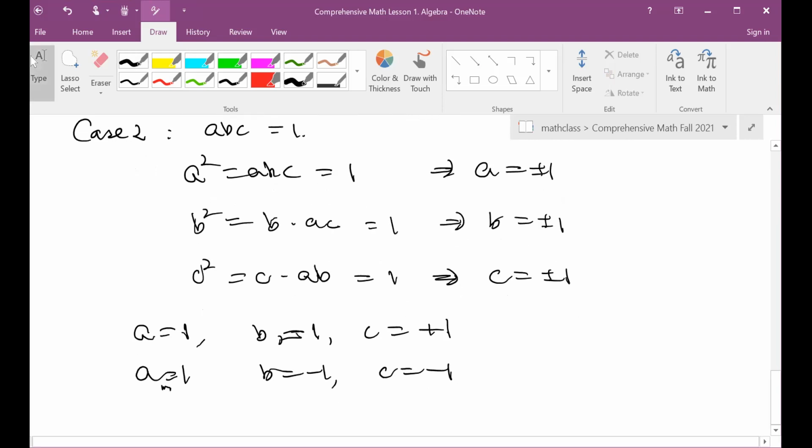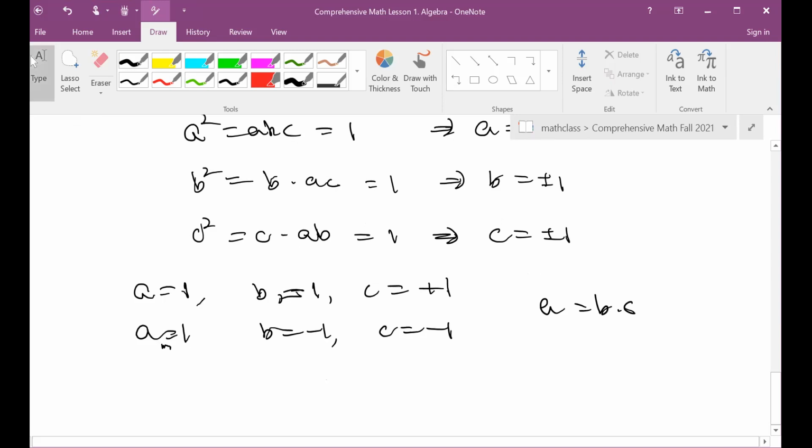Do you think it's possible? Because A is going to be B times C. So if A is positive 1, B and C must have the same sign. Then you look at this, A equals 1, B equals 1, C equals 1, then all 3 equations hold. B is A times C, C is A times B. But let's look at the second one: A equals B times C, no problem. B equals A times C, no problem. C equals A times B. So I think it's correct.